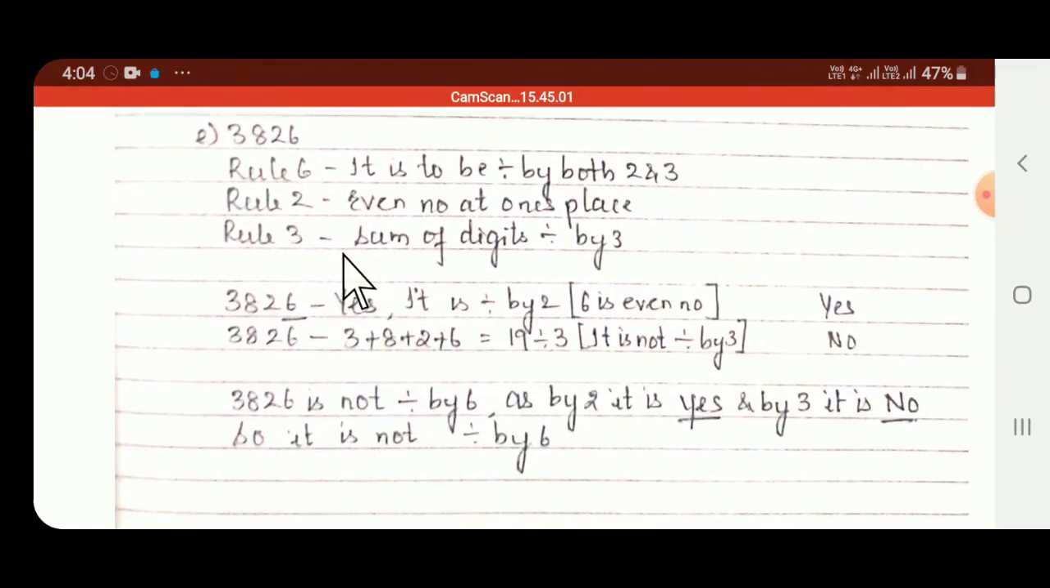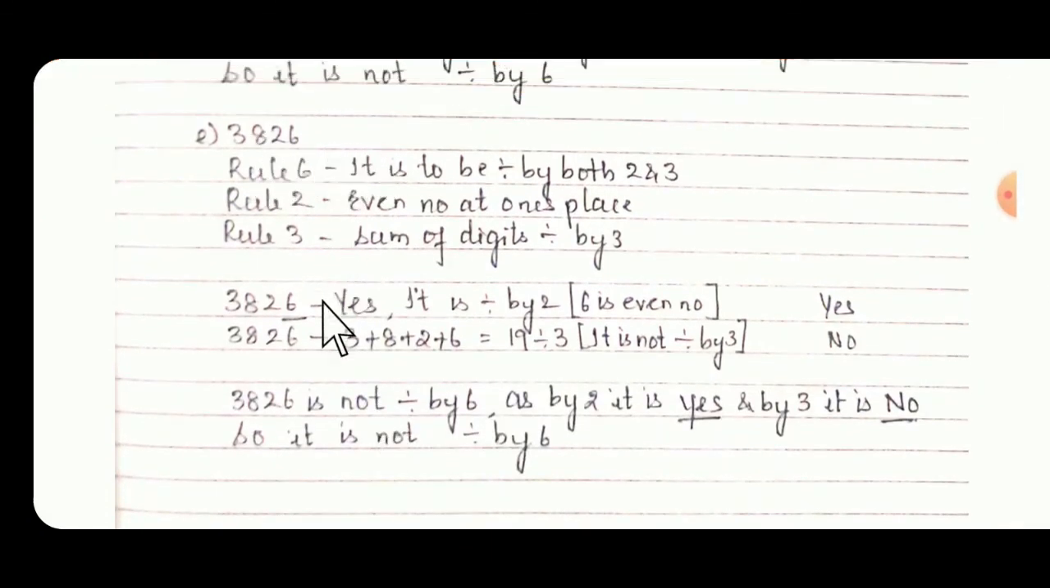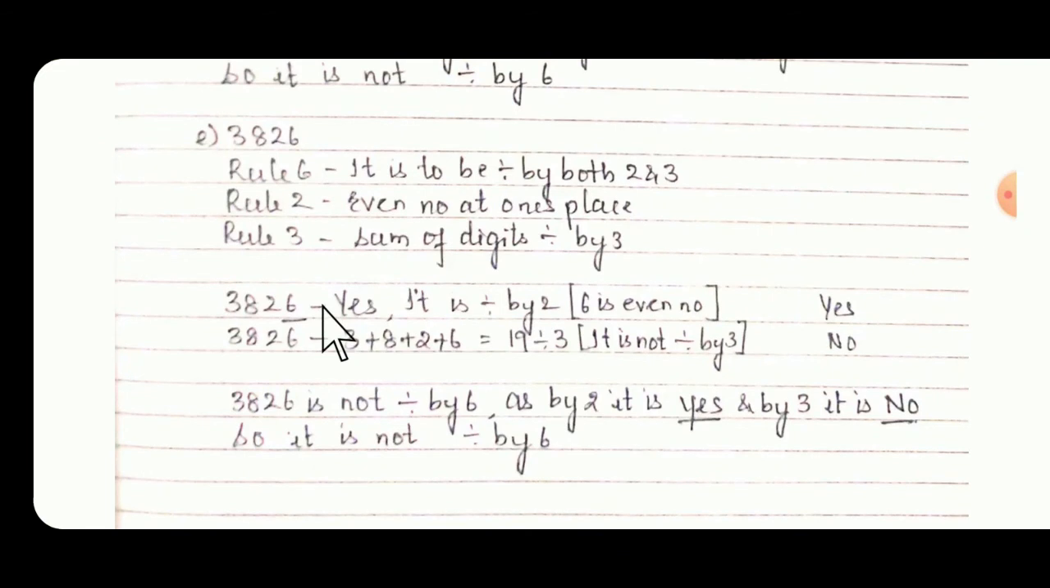The next one is 3826. See, 6 is even, it is divisible by 2. Yes. If you find the sum, it is 19, divided by 3. It is not divisible by 3. So 1 yes and 1 no means it is not divisible by 6.